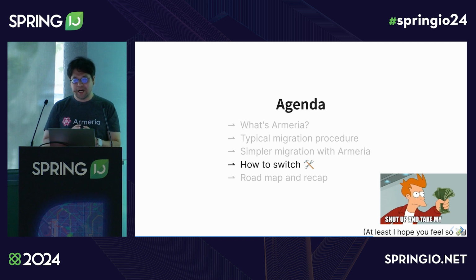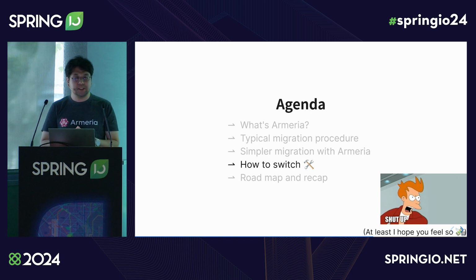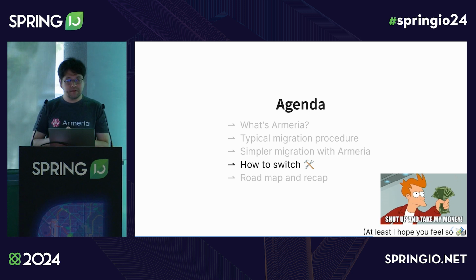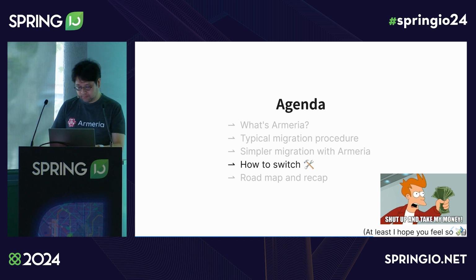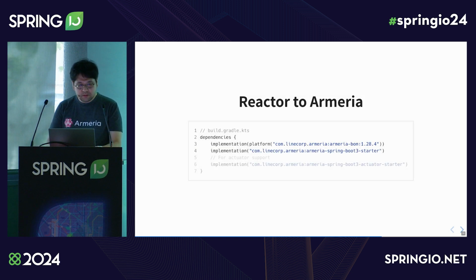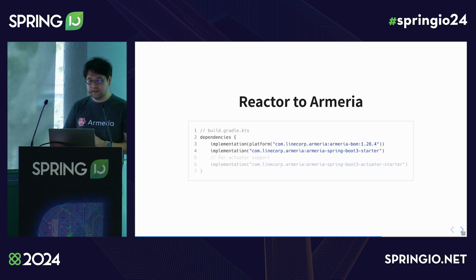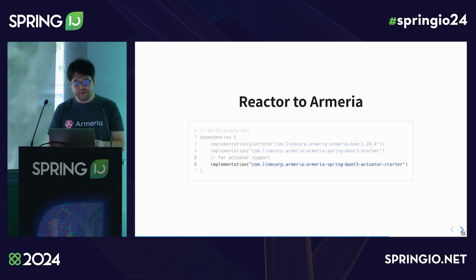So now let's see how to apply Armeria to your existing Spring Boot application at the code level, either reactive stack or not. So let's start with the reactive stack because it's a little bit easier. We first add Armeria Spring Boot 3 starter as a dependency. You can also add the actuator support by adding Armeria Spring Boot 3 actuator starter. So as you can guess from the artifact ID, we also support Spring Boot 2 just in case you're stuck with it for whatever reasons.